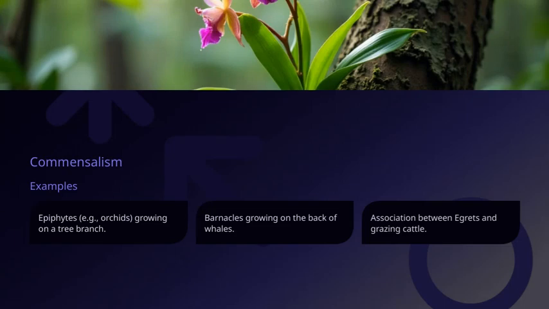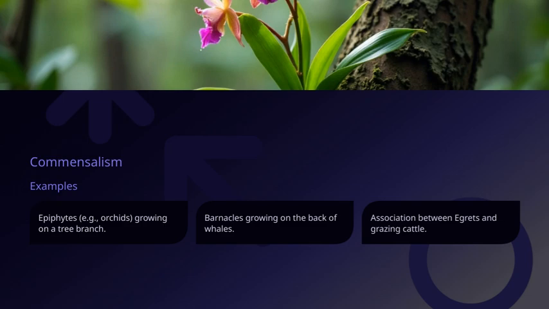Now let's look at some interesting examples of commensalism. First, we have the association between egrets and grazing cattle. The egrets often follow cattle as they graze, feeding on insects stirred up by the movement. The cattle aren't affected by the egret's presence, but the egrets benefit by gaining easy access to food.